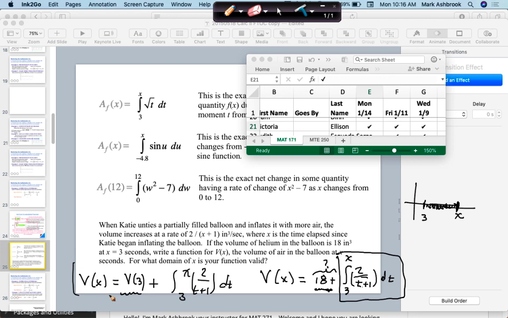Okay, questions on that? Does that make sense? So now we've answered the question of the difference between net accumulation and total accumulation. Net accumulation would be just the integral part, starting from the 3. If we want total accumulation, then we have to include everything that's accumulated before, right? That's like a lump sum, right? Questions on the balloon problem?